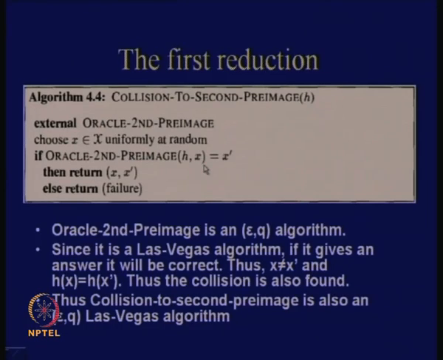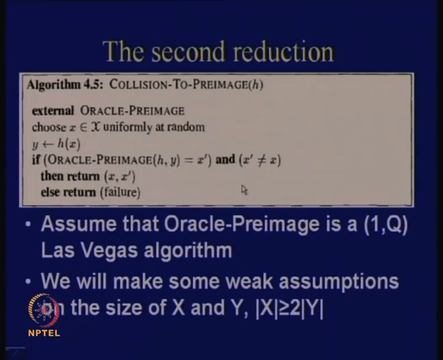There is a probability of it terminating, and that probability is denoted by epsilon. If that is the probability, then the probability with which this collision to second preimage also gives you a correct answer is also epsilon. That is the precise reason why this if was kept. But again, as we discussed in the last class, we do not need to check whether x and x dash are equal or not, because since this is correctly giving an answer for the second preimage problem, this is automatically taken care of.